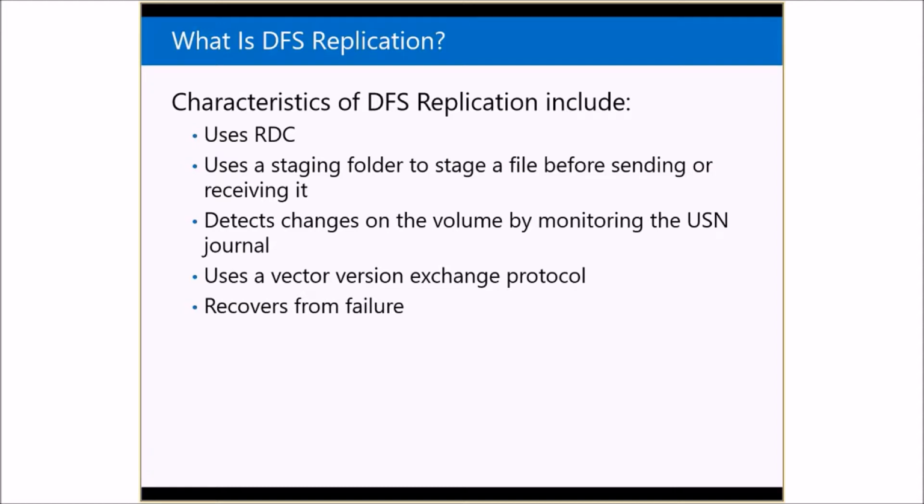DFS replication. Characteristics of DFS replication include: it uses the RDC. It uses a staging folder to stage files before sending or receiving them. It detects changes on the volume by monitoring the USN journal, and it uses a vector version exchange protocol and can recover from failures. Okay, let's go back and talk about what these actual points mean.